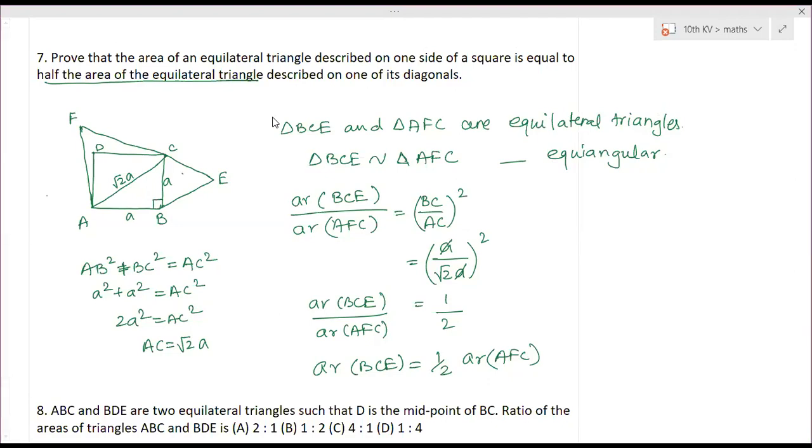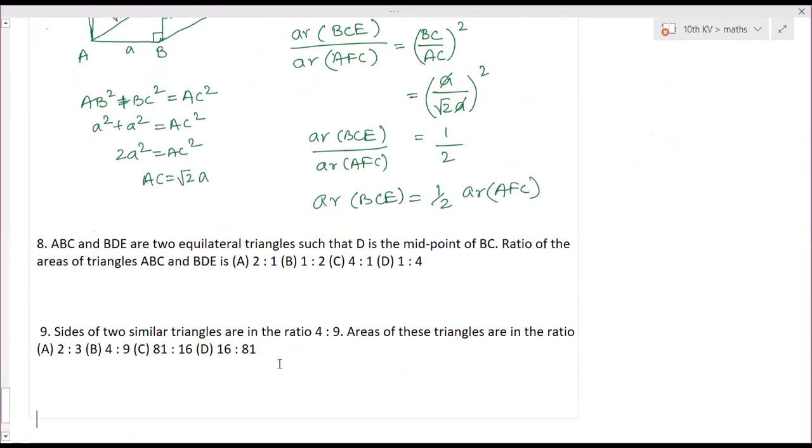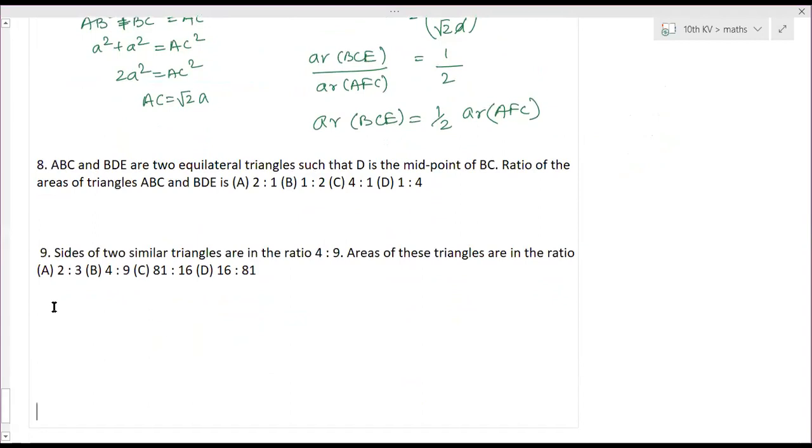Completed? Yes, ma'am. So remaining two questions we have already solved. These two questions we solved yesterday, right? Yes, ma'am. So then solve questions of this exercise. Exercise done.